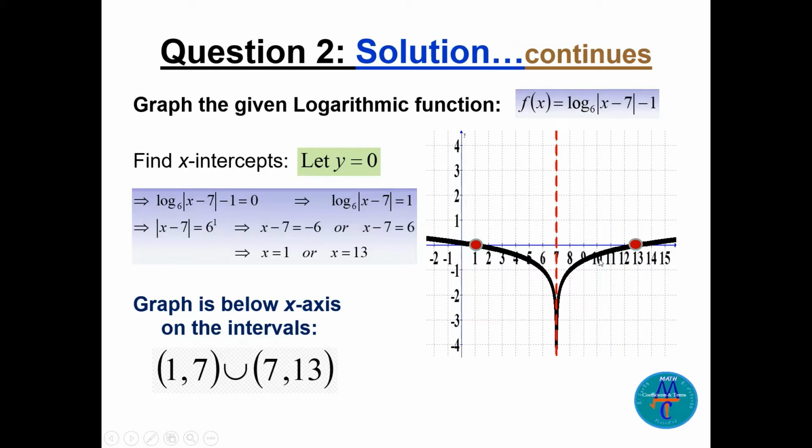You see, these are red dots here. These are the x-intercepts of the whole function with shifting. Now, where is the graph below the x-axis? Below the x-axis, from 1 to 7, open, union 7 to 13.